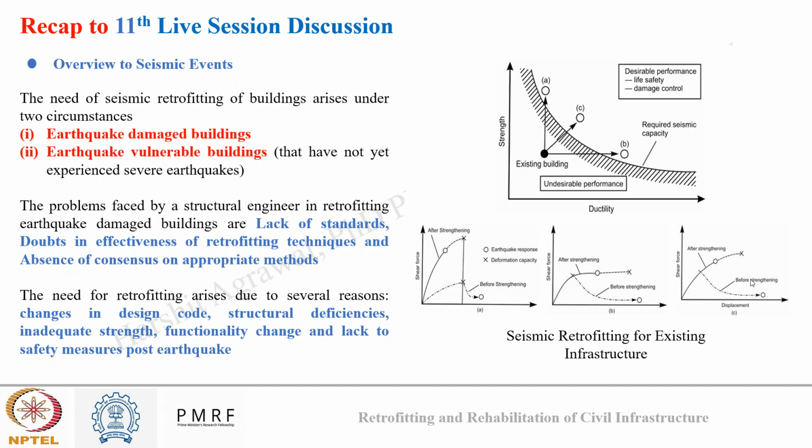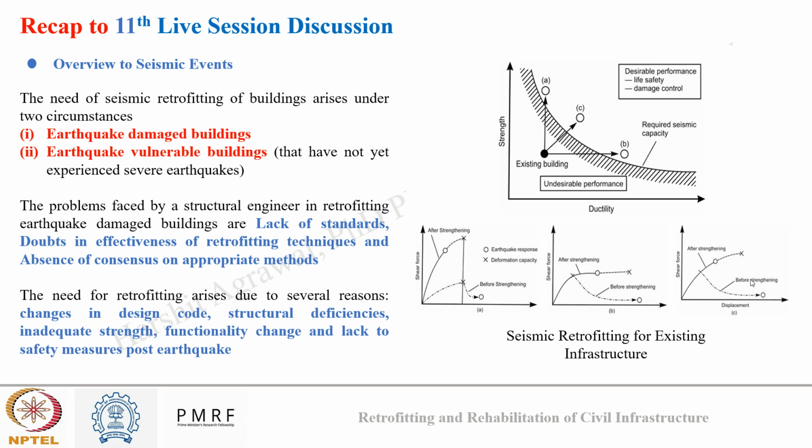In this, we first had an overview of the need for retrofitting. And then we discussed these points. We addressed problems faced by the engineers also, like lack of standards, doubt in effective retrofitting technique, and absence of consensus on appropriate method. And we highlighted various reasons which are responsible for the need of seismic retrofitting, like changes in design code, structural deficiencies, inadequate strength, functionality change, and lack of safety measures post earthquake.